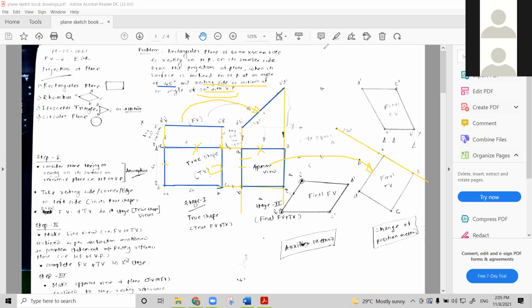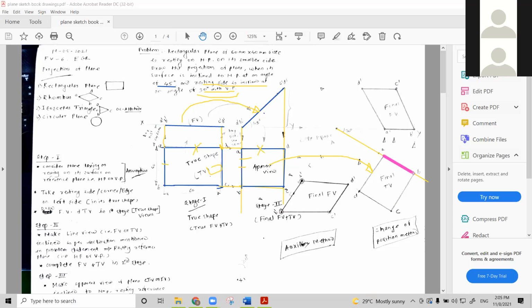Once you mark one point here, mark a second point here, and then join those points. You will get the line from this point to this point.